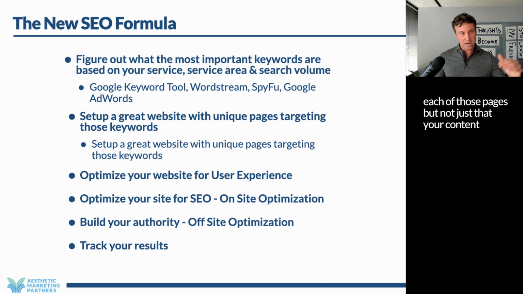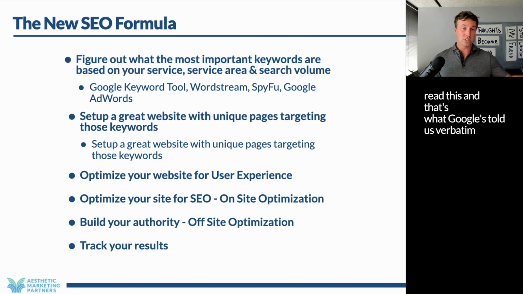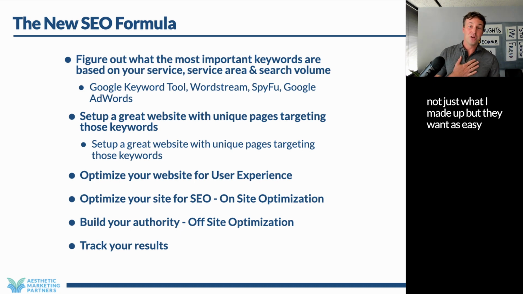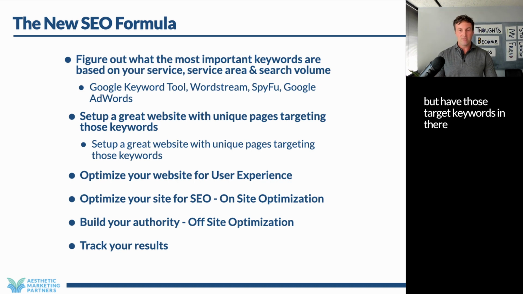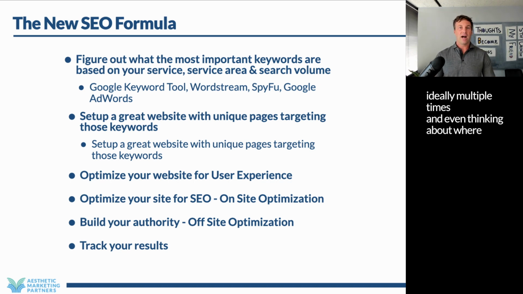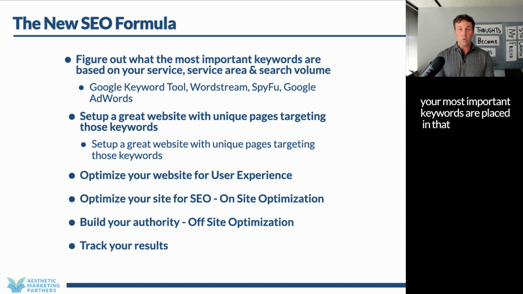But not just that, your content needs to be written to where a 5th grader could read this. And that's what Google's told us verbatim, not just what I made up. They want it as easy as a 5th grader could read and understand, but have those target keywords in there, ideally multiple times, and even think about where your most important keywords are placed on that page.